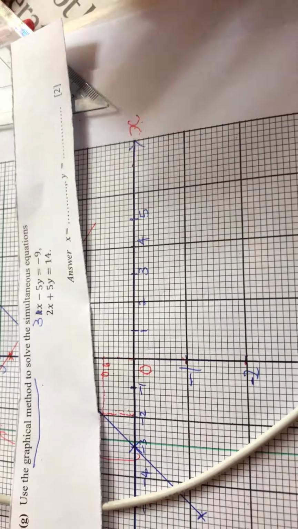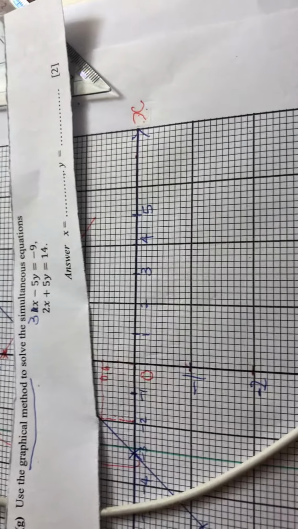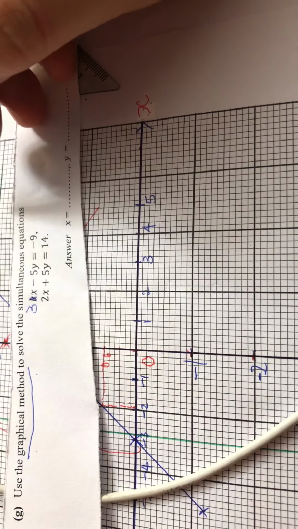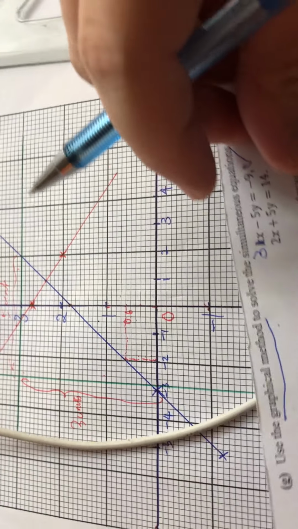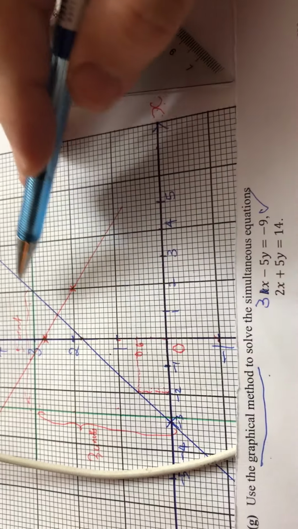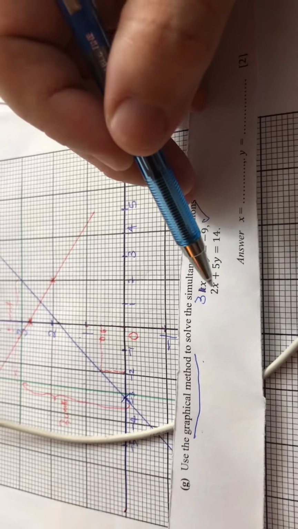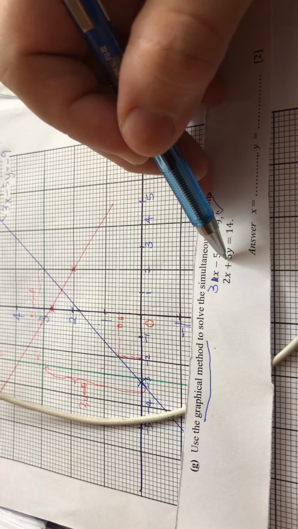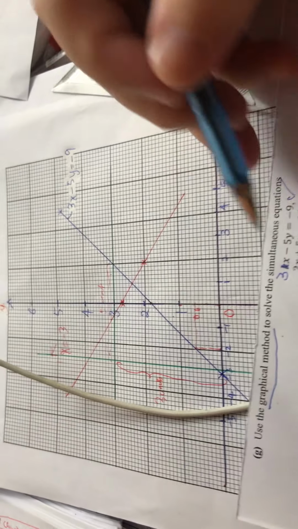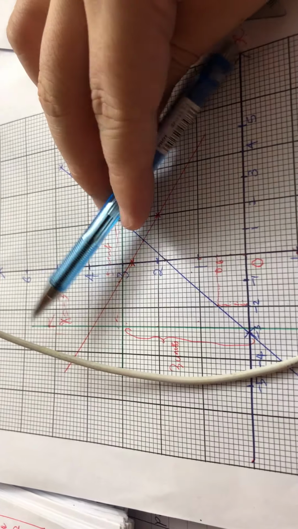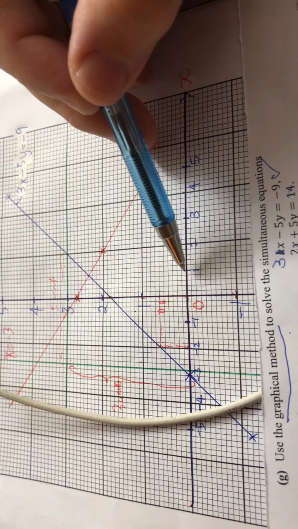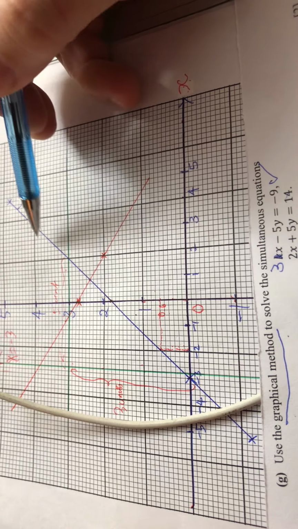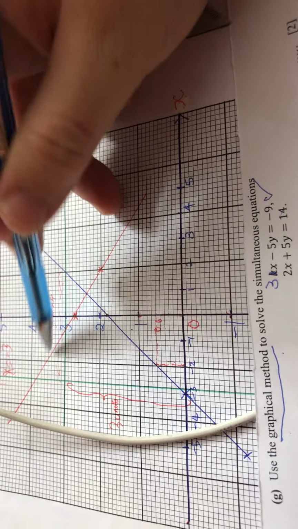Alright, now how do you use the graph? You have already drawn this line. This line is the blue line here. Okay? What I need to do now is to draw this other line, 2x plus 5y equals 14. Actually, I've drawn it already. Is this red line here? Okay? The answer is simply the point where this line cuts this line.